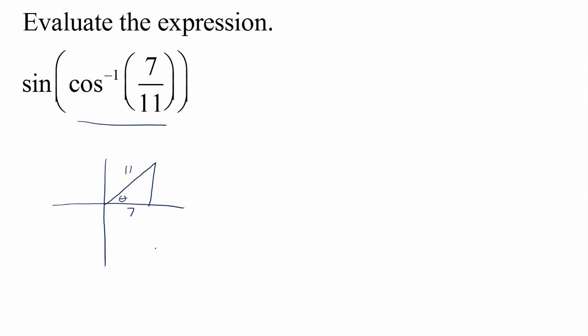Using the Pythagorean theorem to find the missing side, 7 squared plus something squared gives us 11 squared, and that is equal to 6 root 2. So the missing side, again by using the Pythagorean theorem, is 6 root 2. And now we want to turn around and find the sine of that angle. So the sine of that angle would be y over r. So that answer would be 6 root 2 all over 11.